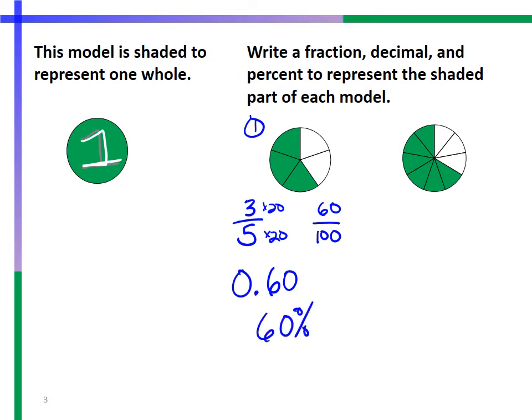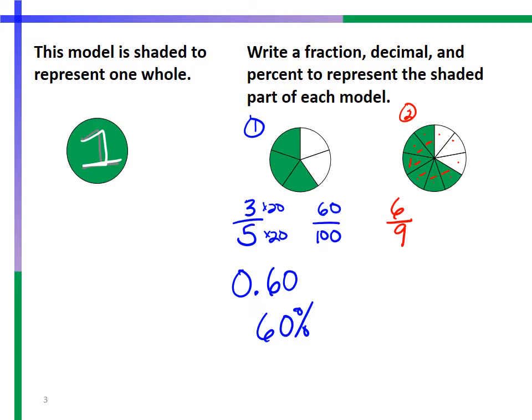And I can also write that as 60%. Let's take a look at circle number 2. And so let's go and count up the number of pieces here that we have. So we have 1, 2, 3, 4, 5, 6, 7, 8, 9. So 9 total pieces. And how many are shaded? So we got 1, 2, 3, 4, 5, 6 that are shaded.